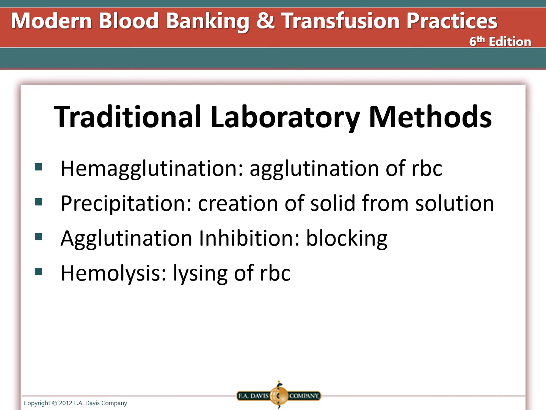The method used for testing a blood bank is hemagglutination. This means that the red blood cells agglutinate. A precipitation test is when a solid is created from a solution. Agglutination inhibition is when we block a reaction. Hemolysis is lysing of red blood cells. Because hemolysis is a positive reaction in blood bank, we cannot accept samples that are hemolyzed.